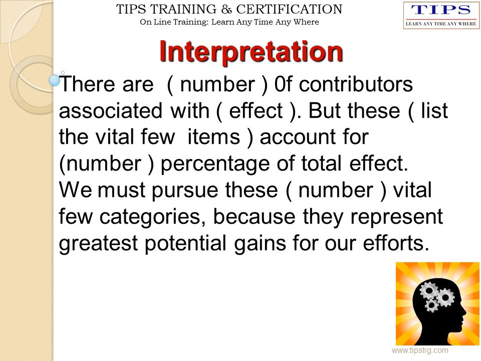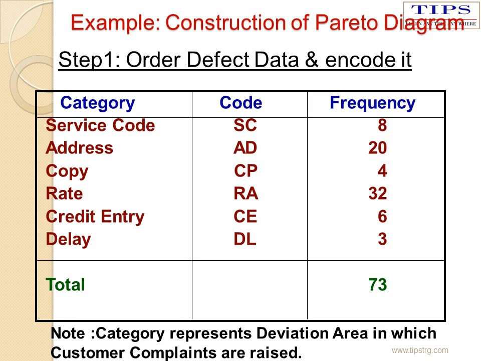How to interpret this data? This is the standardized statement given for the interpretation. There are a number of contributors associated with the effect, but this list of vital few items accounts for a certain percentage of the total effect. We must pursue these vital few categories because they represent the greatest potential gains for our efforts. This is the example given for the explanation of drawing the Pareto diagram.